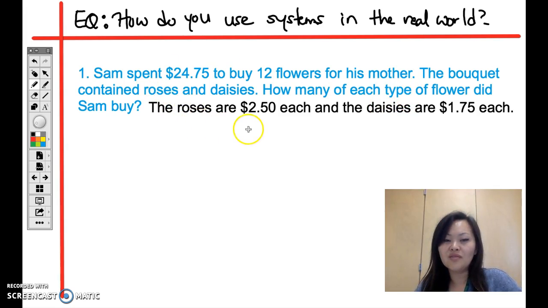And of course, you needed to find out how much the roses and the daisies cost. I could have not given you this information and you could have tried to figure this out. But I decided to give you the price for this question. So let's go ahead and first set this up.